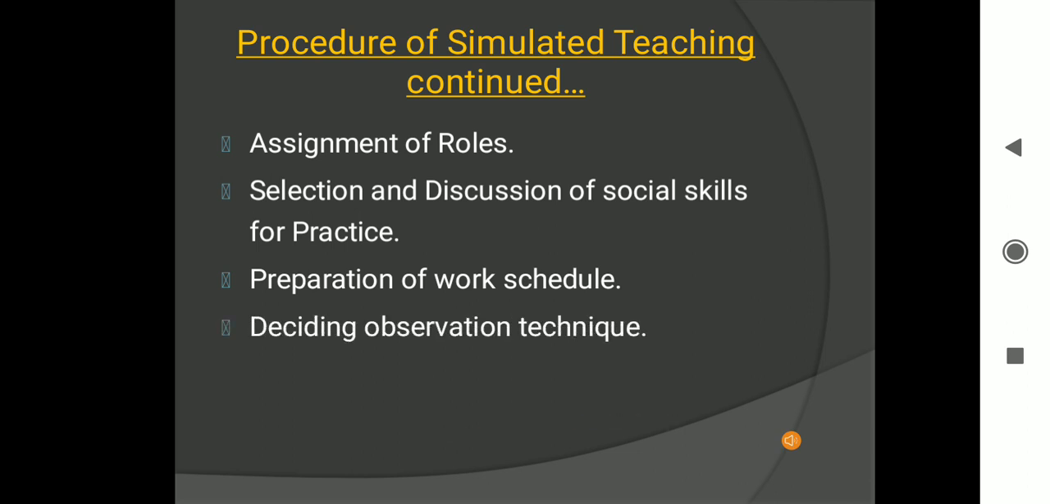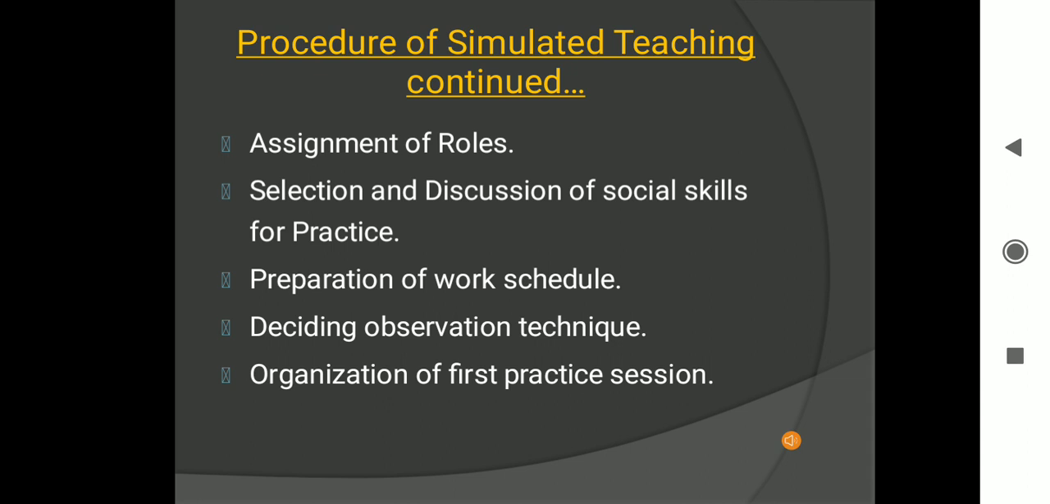After that, determination of observation technique. In this step, a decision is taken about the type of observation technique which is to be adopted. It also includes which type of data is to be collected and how this data is to be interpreted. Hence, this step is concerned with the process of evaluation. It also decides how the collected data is to be presented to the actor, that is the pupil teacher.